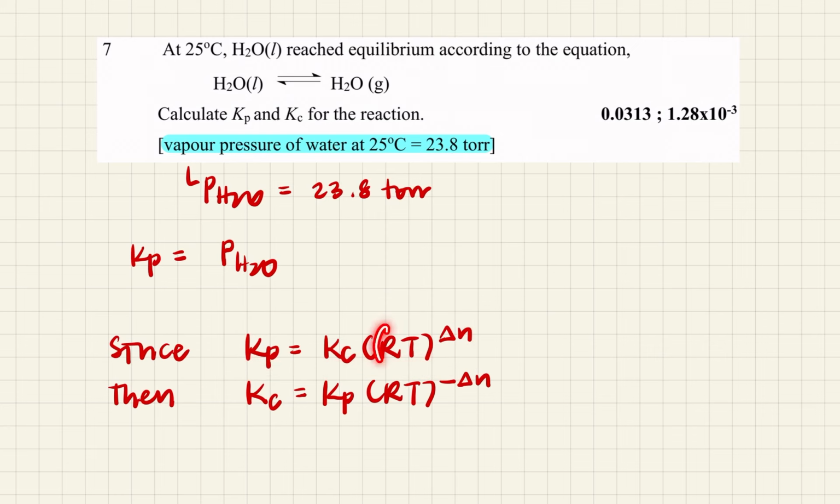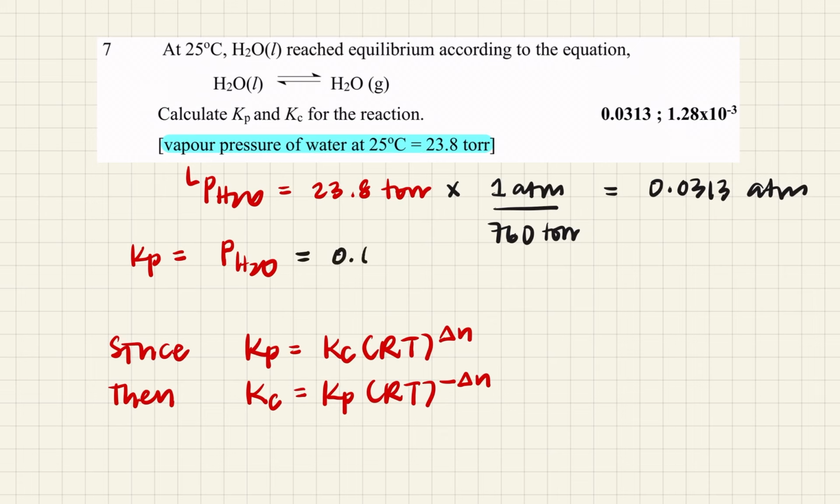So in this formula, your R is 0.08206. So that means your pressure must be in atm. Alright, so what you're going to do is convert this into atm. So times 1 atm over 760 torr, and you will get 0.0313 atm. Okay, so that means we already found our Kp, which is 0.0313. Okay, no unit.